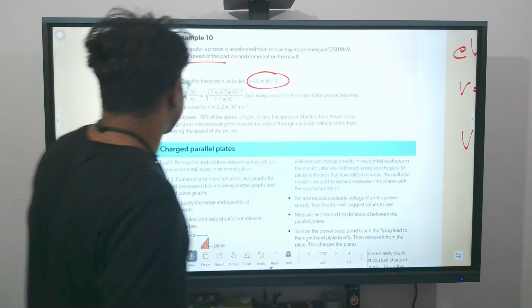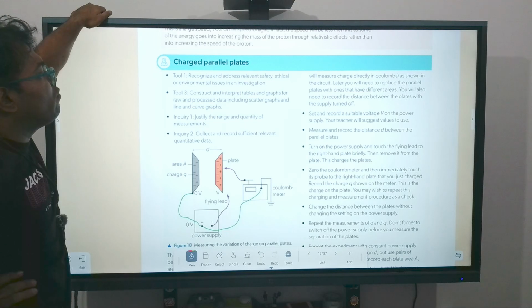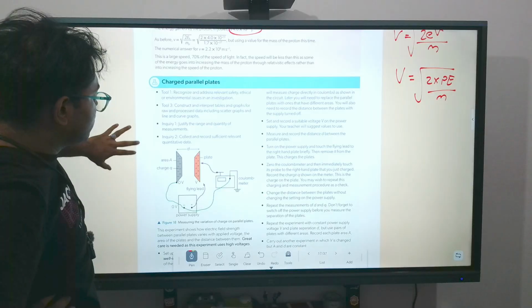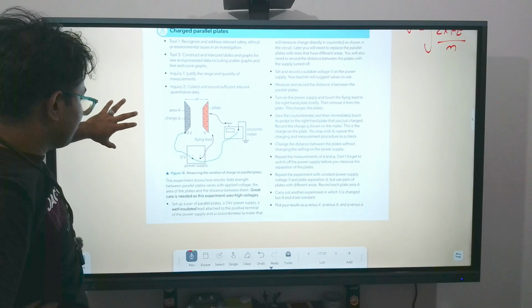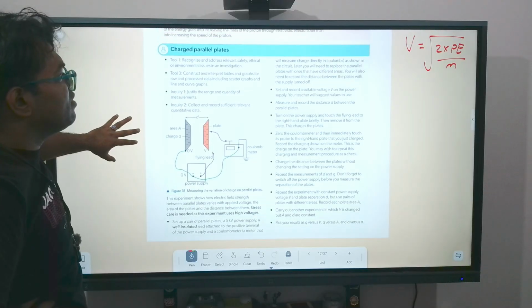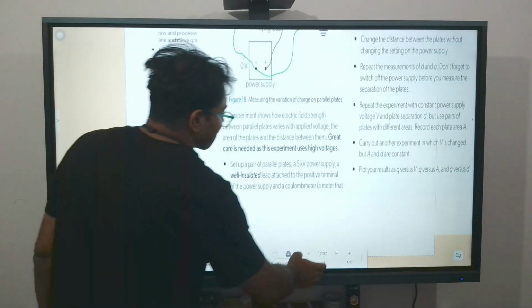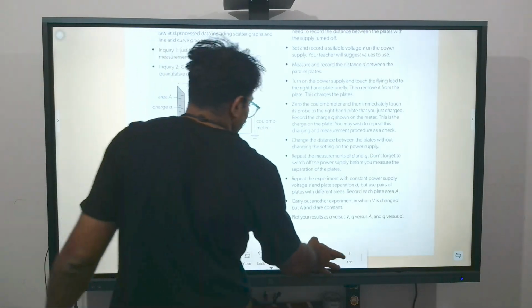Okay, let's move on. Now, tool number one. Recognize and, oh, what is this? Shall we skip this? Okay. A lot of experiments.